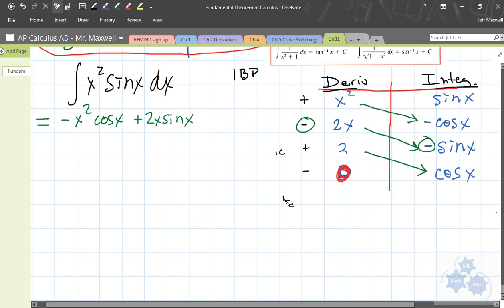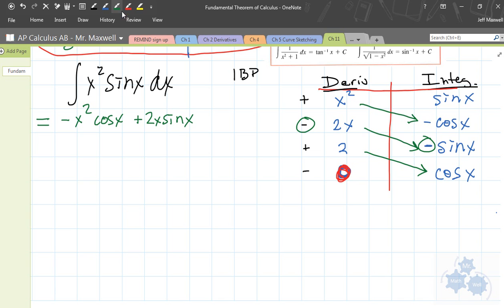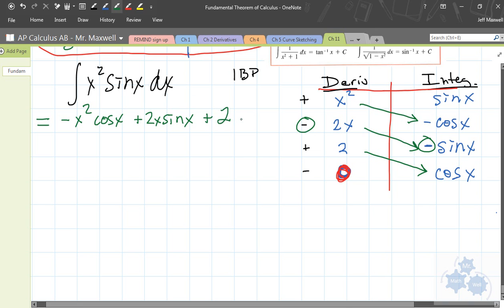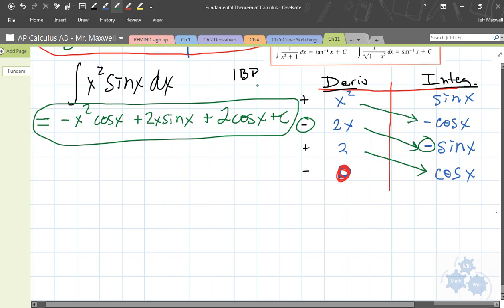Plus 2 cos x. Okay? And plus C, and that should be your answer for the expression for the integral of this right here.